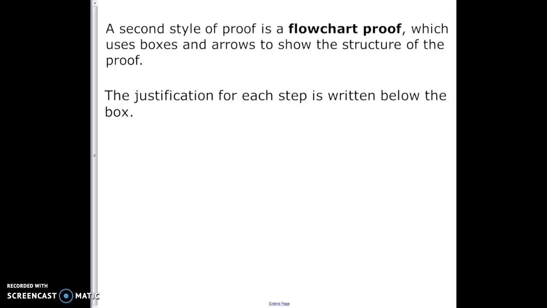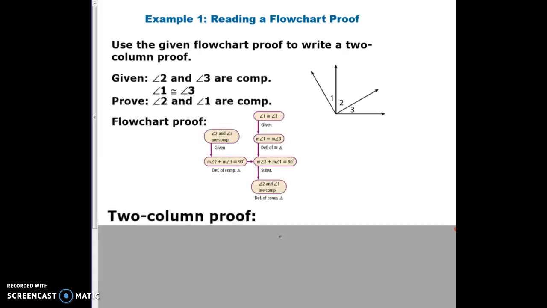All right, so first style of proof is a two-column proof. The second kind is called a flowchart. What this does is it uses boxes and arrows to show the structure of a proof. And sometimes it's easier to follow it that way. The justification for each step is written below the box. So here, a similar thing says, use the given flowchart proof to write a two-column proof.